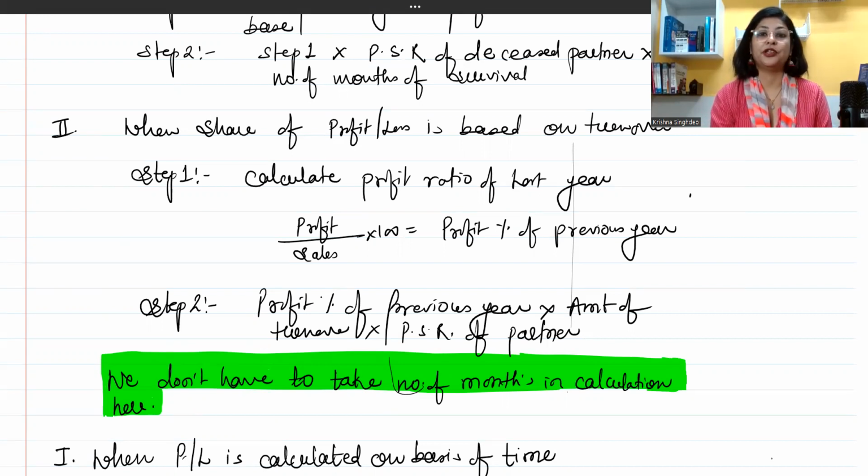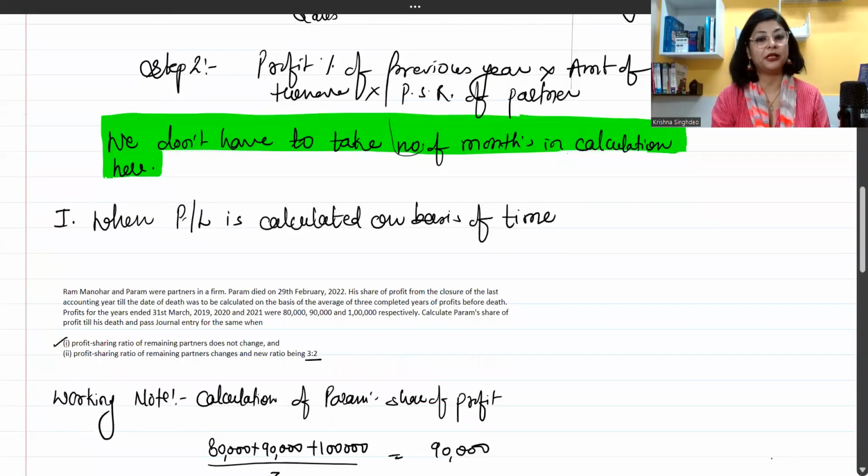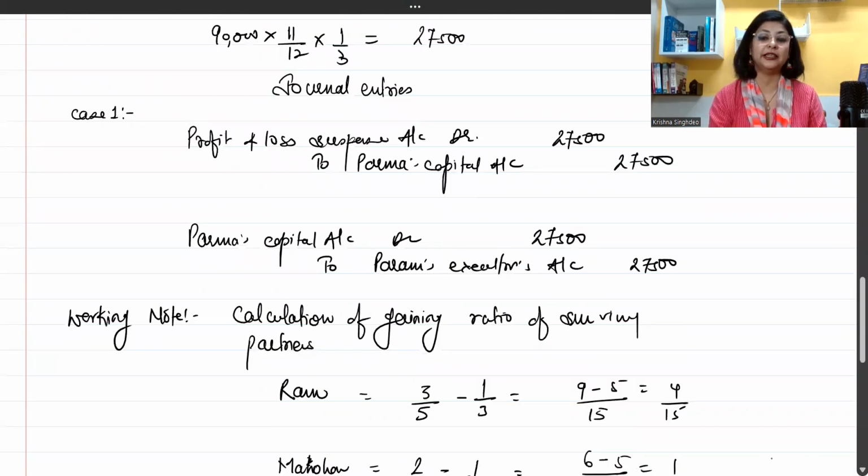So it is written over here, highlighted under green. We don't have to take into consideration number of months. Okay, we don't have to take number of months in calculation over here. So we can completely ignore number of months of survival in this case.